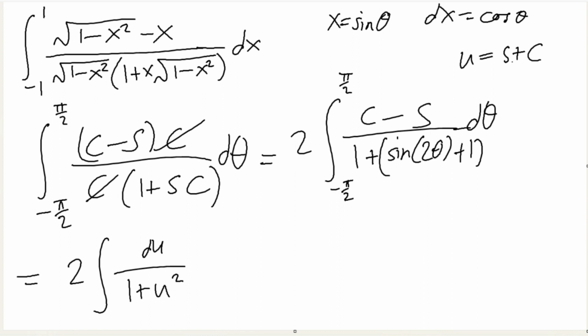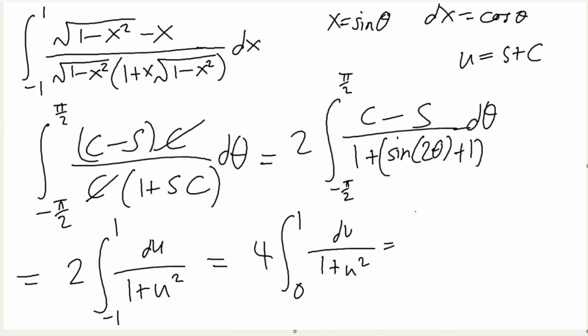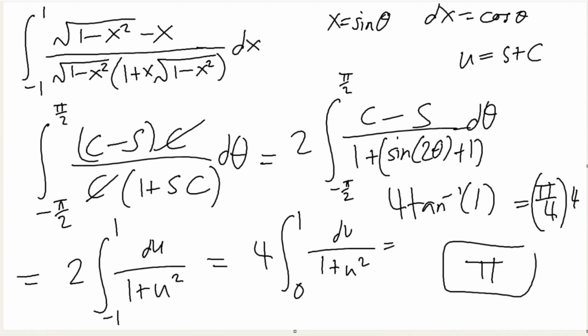Plug in pi over 2 here, we get 1. Plug in negative pi over 2 here, we get -1. Okay. So now we have 4, just for symmetry's sake. So now this is inverse tangent of 1, which equals pi over 4. But we have 4 here. So this whole integral just equals pi. So it's just pi. So that was our last integral, and advanced trig-sub.